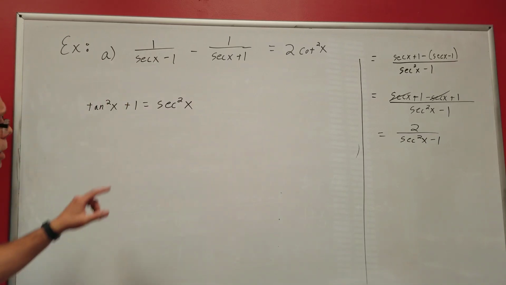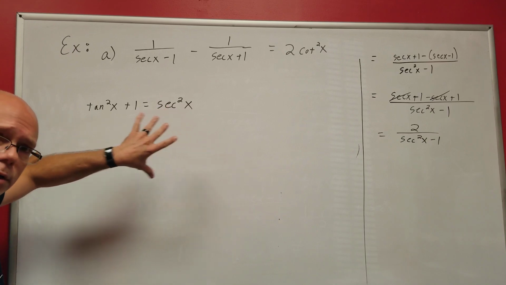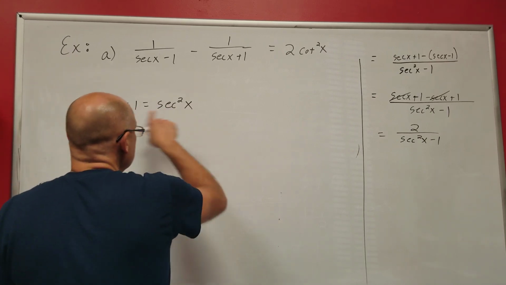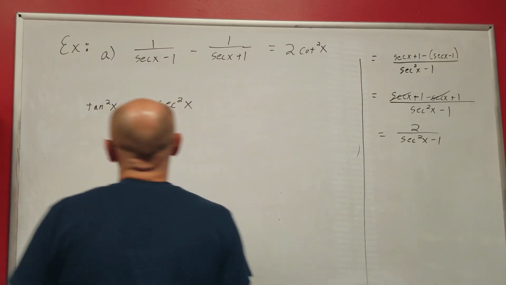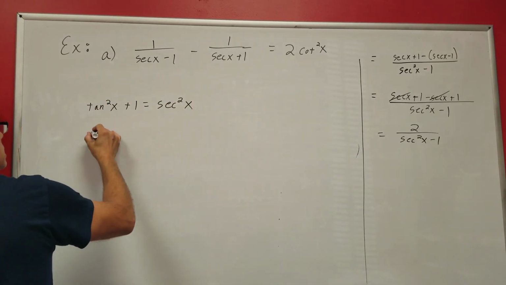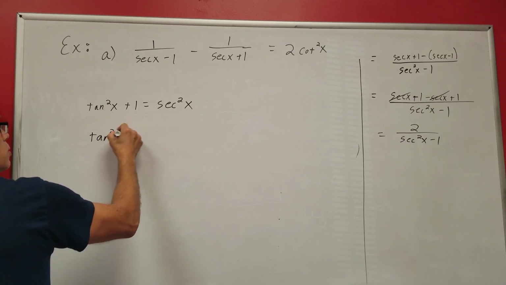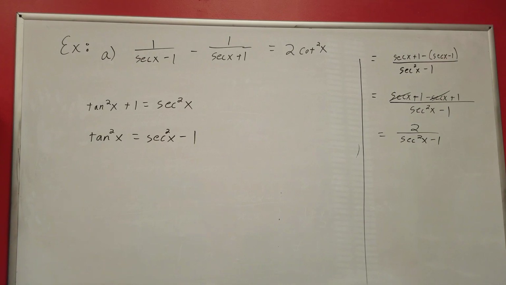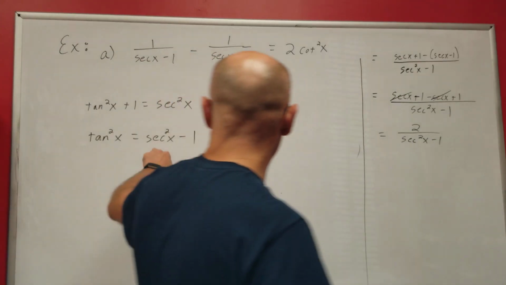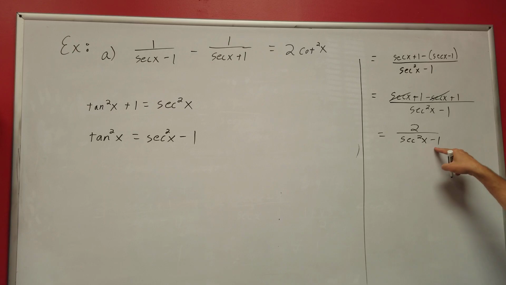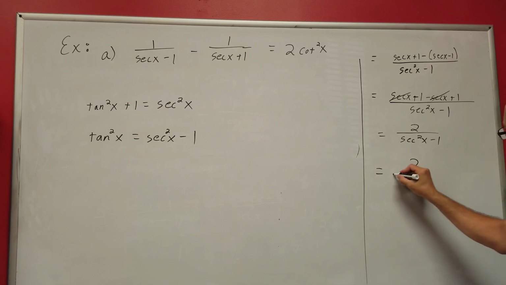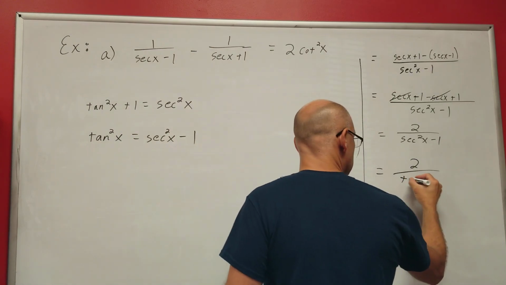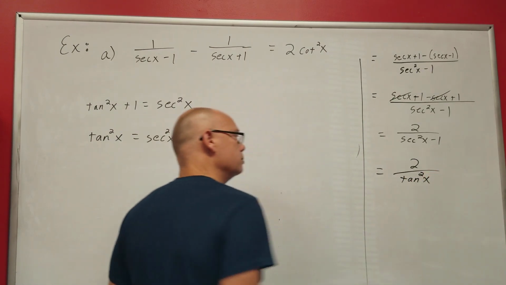Well, sometimes you have to play around with these identities. This is just scratch work what I'm doing now, okay? To make this part look something like that, what I'm going to do is move this 1 over to the other side and write this as tangent of x squared is equal to secant of x squared minus 1. Now I have secant of x squared minus 1, secant of x squared minus 1. So what could I put in the place of this one right here? I could put in tangent of x squared.